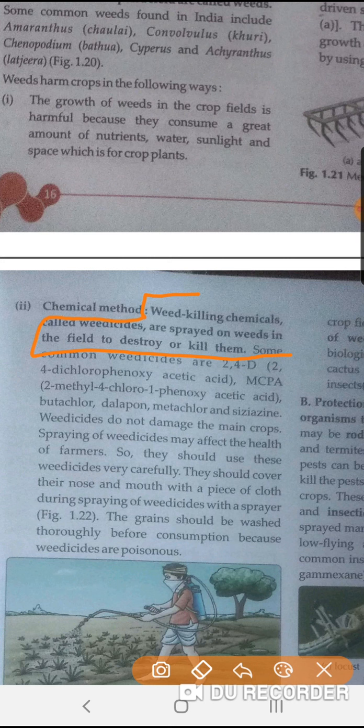What are they called? They are called weedicides. Weedicides means the chemicals that kill the weeds. Examples are 2,4-D, MCPA, Mucilor, Dalapan, Metachol and Cizicin. Spraying of weedicides may affect the health of farmers also, so they should use these weedicides carefully.